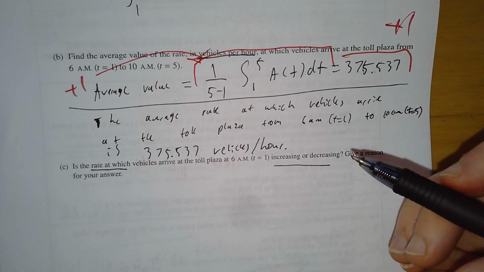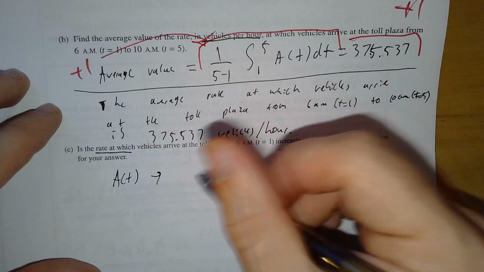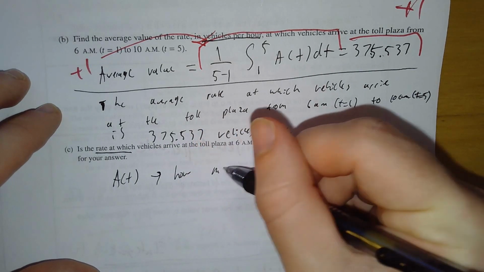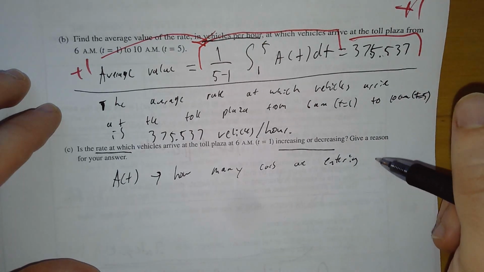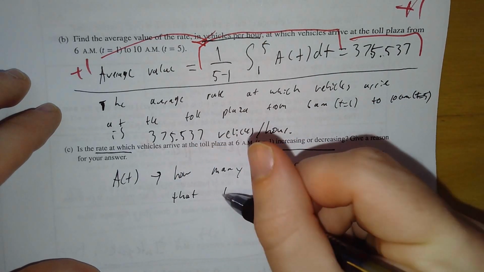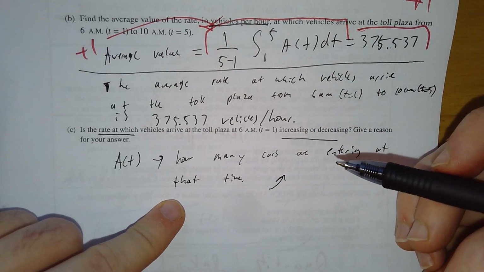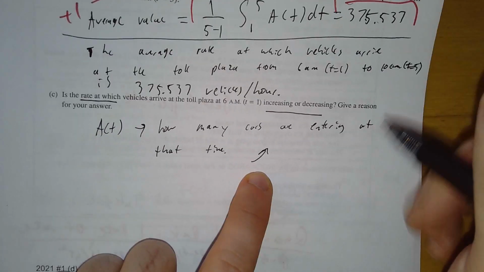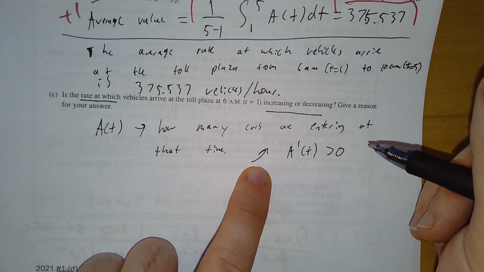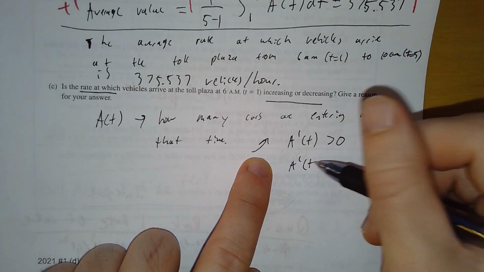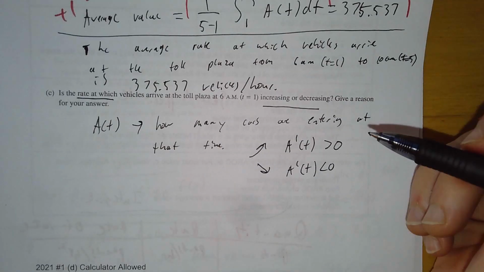It's saying, are the amount of cars going in increasing or decreasing? So remember, let's think about this for a second. A of t, when I plug in a specific time, it's giving me how many cars are entering, right? That's what it's saying at that time, as a rate, right? And I want to know, is that going up? Is my rate going up? Well, if it's going up, what must be true? What must be true is that the derivative must be positive if it's going up. Or if it's negative, right, it's going down, right? And if it was equal to 0, it wouldn't be changing at all.